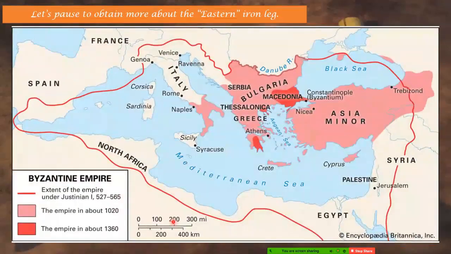So this is just a map of the Byzantine Empire, and the graphic here shows that the extent of the empire under Justinian is based on the red line. Then the empire in about 1020 is the pink area, and then the empire in about 1360 is only the red areas.